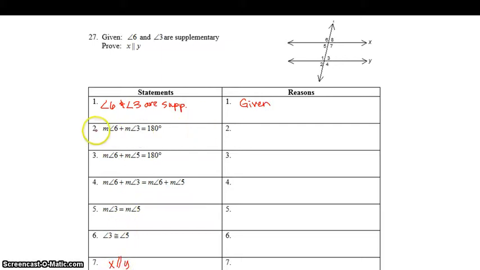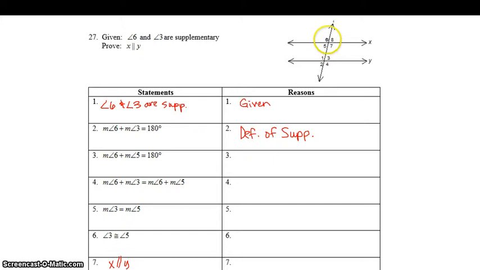Okay. So then on number 2, they're telling me that the measure of angle 6 plus the measure of angle 3 is 180 degrees. Well, in the previous step, I told you they were supplementary, and what says that we can add them up and set them equal to 180 is the definition of supplementary. Another hint I gave you: if you see words in the given information, you're going to use the definition of that word somewhere in your proof, and it's usually right after the given. Okay, next, 6 and 5 add up to 180.